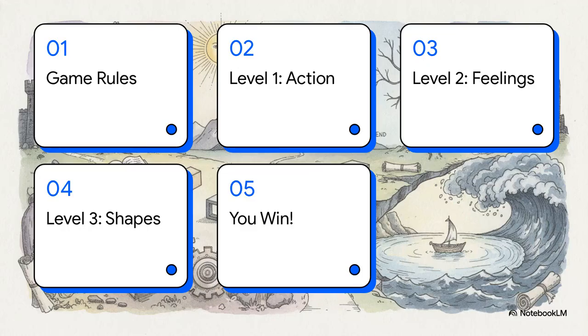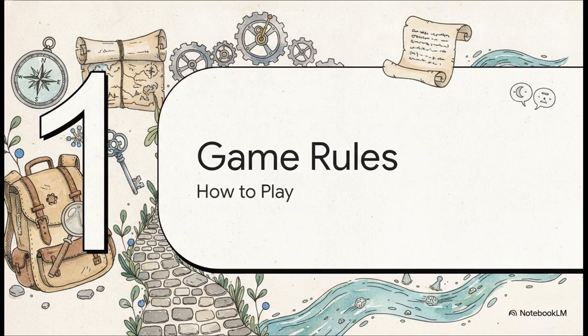Here's our adventure map for today. Number 1, word magic adventure rules. Number 2, Level 1, action and movement. Number 3, Level 2, feelings and sounds. Number 4, Level 3, shapes and textures. And finally, Number 5, you win the adventure. Let's get to it. Section 1, Word Magic Adventure Rules.